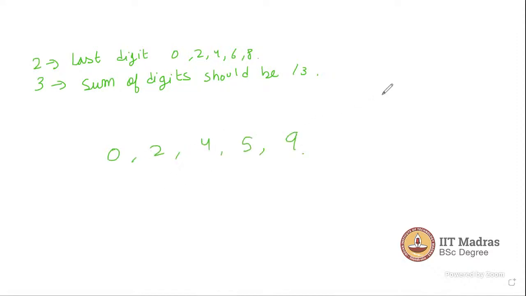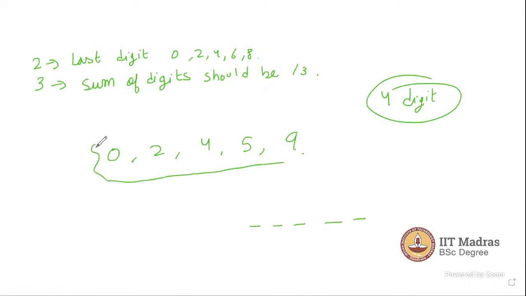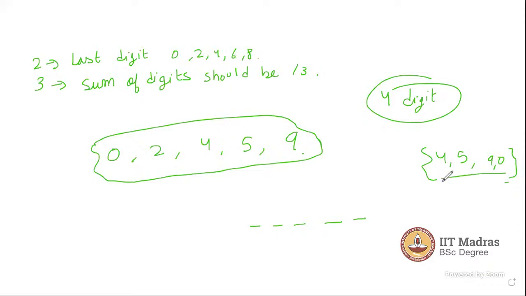Yeah. And I have to make a 4-digit number. So first I have to select those 4 numbers out of these 5 whose sum is divisible by 3. As an example, if I take 4, 5, 9, 0, all these 4, I will see that if I use these 4 digits, however I arrange them, I get a number divisible by 3.